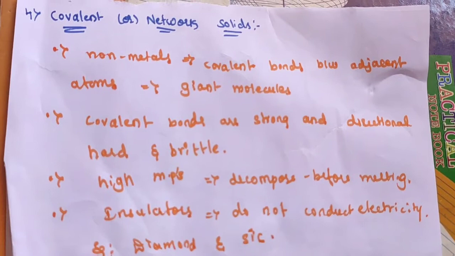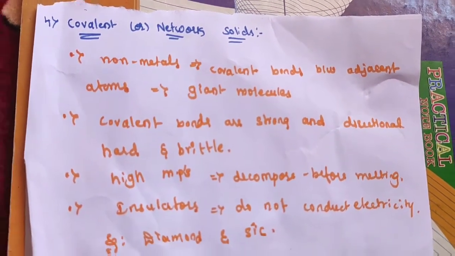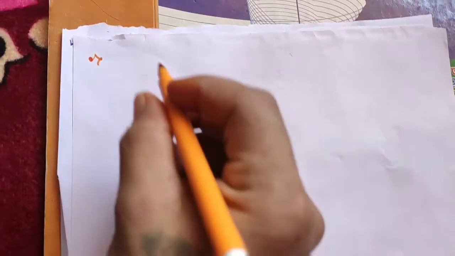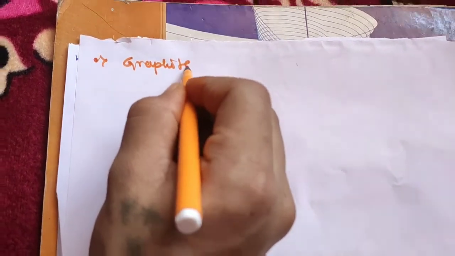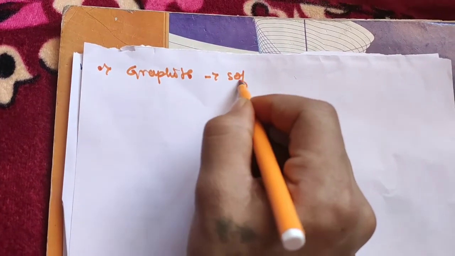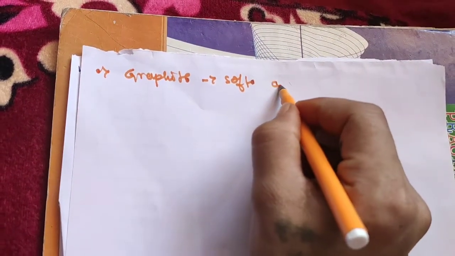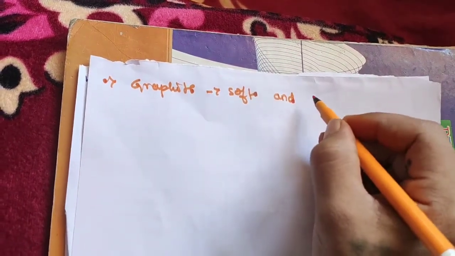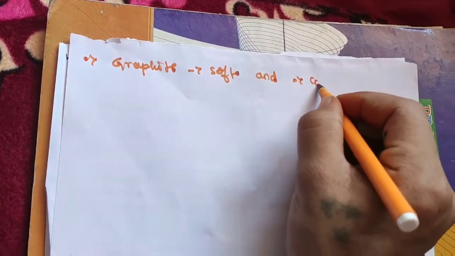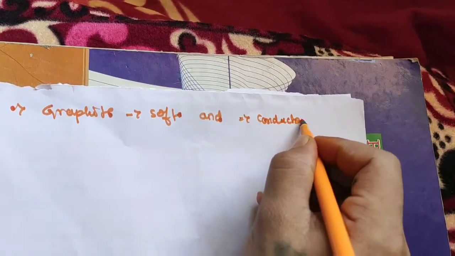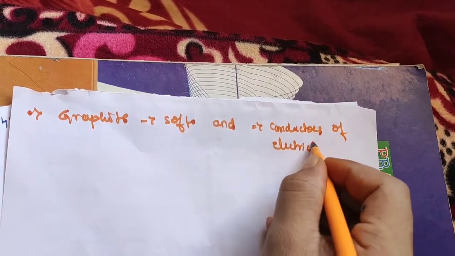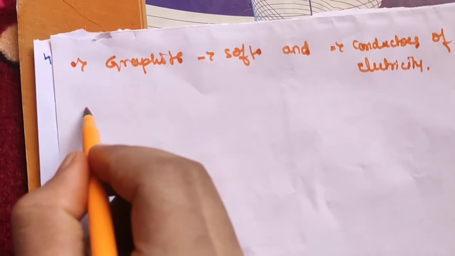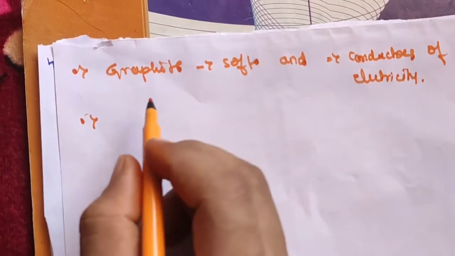In addition to that, if we consider graphite, it is soft in nature and it conducts electricity. So graphite is called a conductor of electricity. Why is graphite a conductor of electricity? It is due to its typical structure.